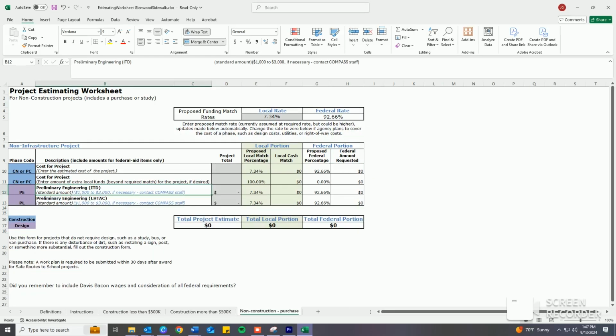The last sheet is used for non-construction projects, such as a study, plan, or purchase. If there is any disturbance of dirt, such as installing signs, posts, or something more substantial, fill out the construction form. Follow the same instructions that are used for construction, only input information in the gray shaded cells. Once you have completed the appropriate sheet for your project, you are done.